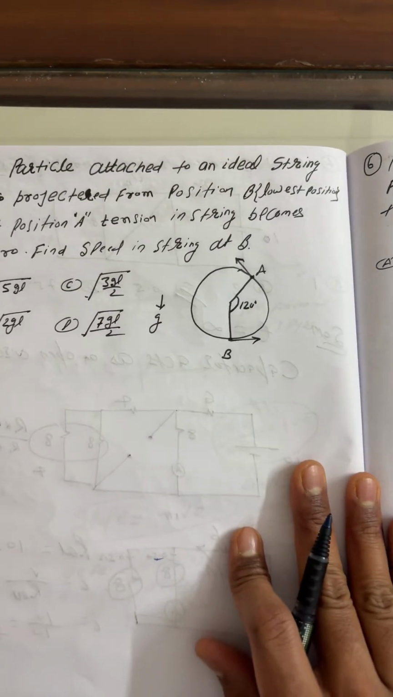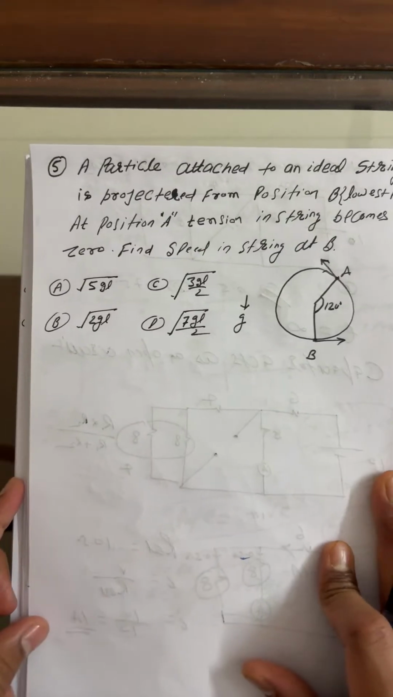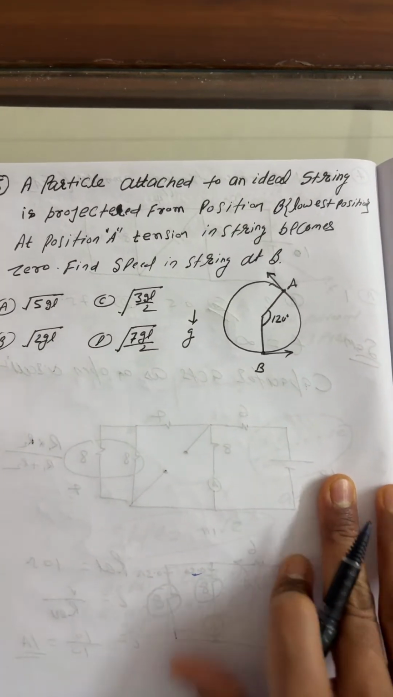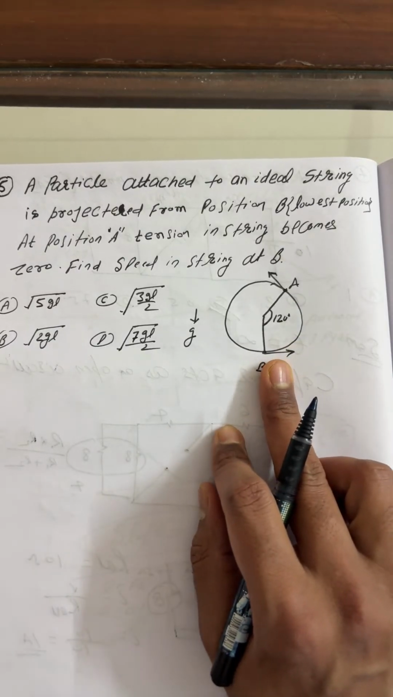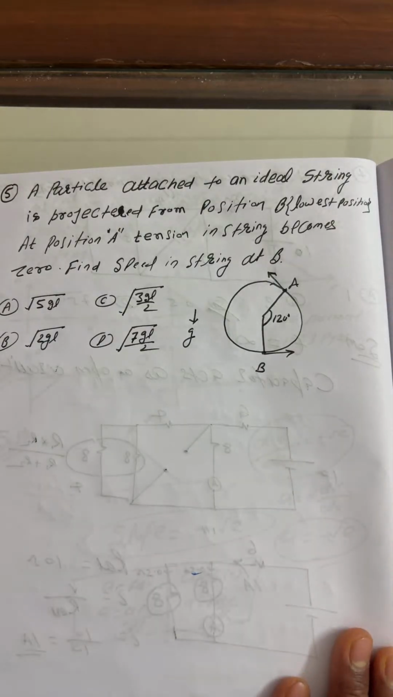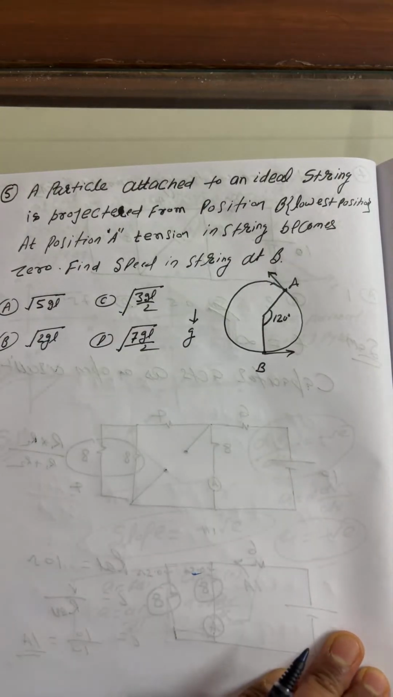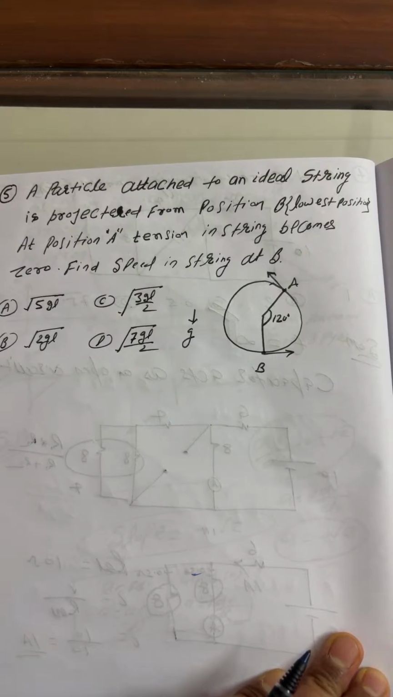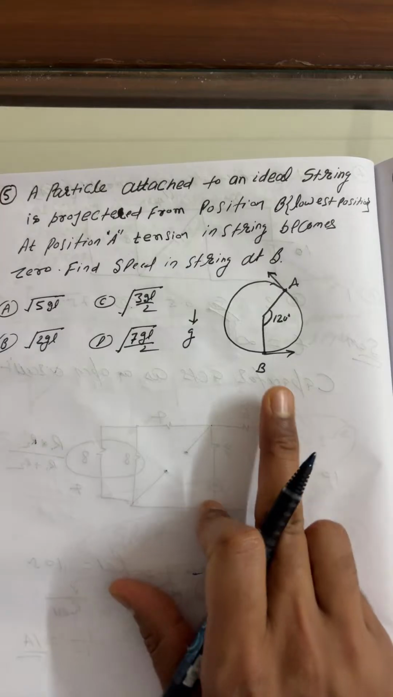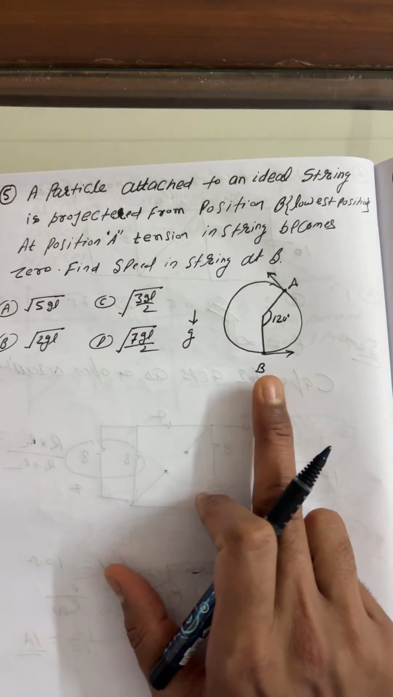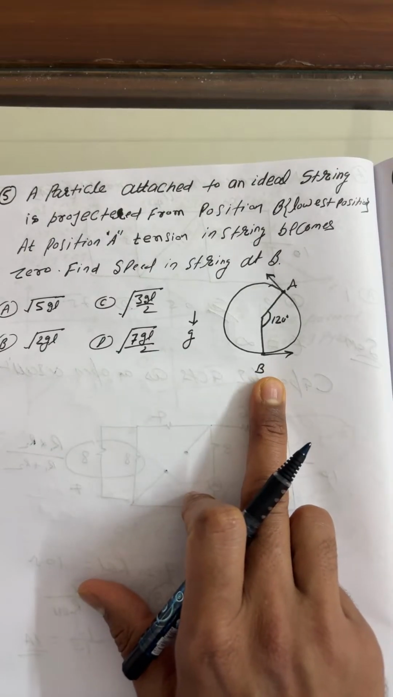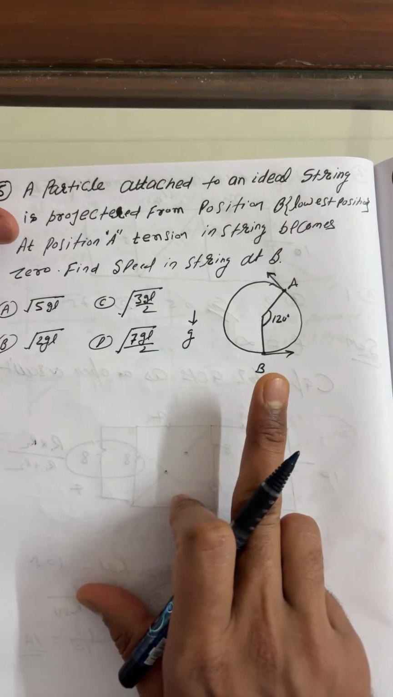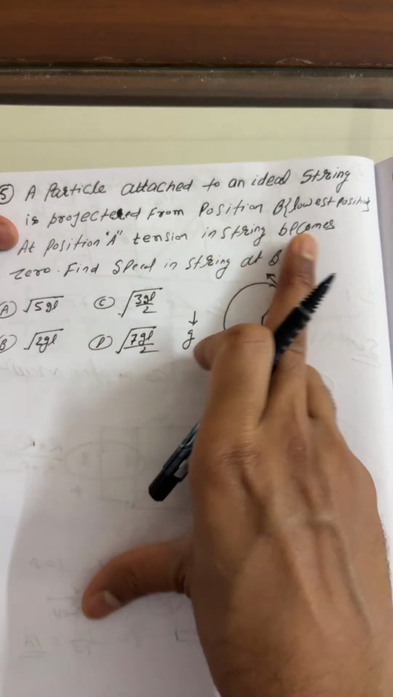Now, what is this question? This question is from 11th class. A particle attached to an ideal string is projected from position B. This is the initial position, the lowest position, at B. At position A, the tension in the string becomes zero.